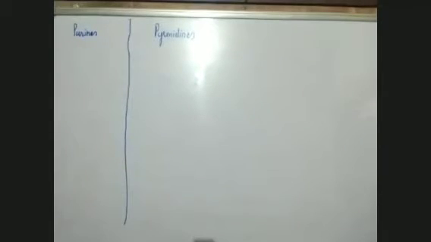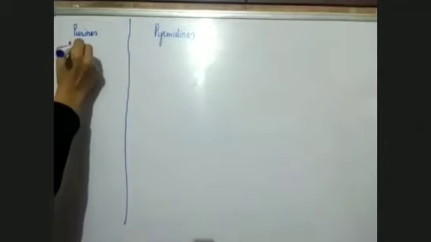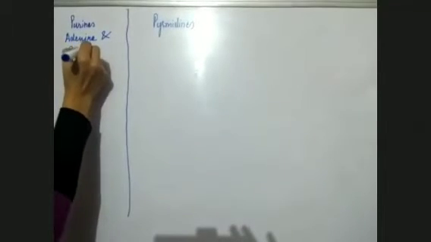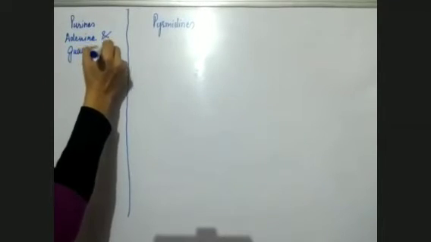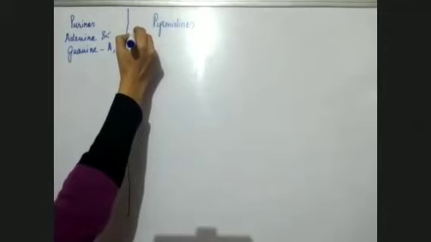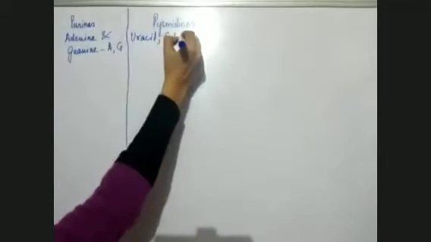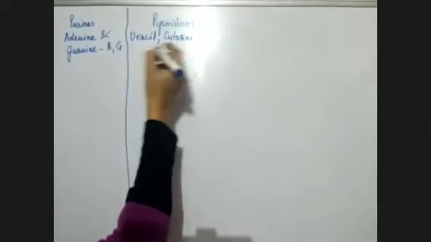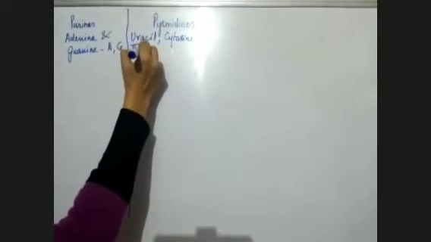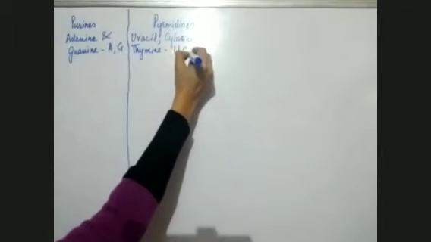Okay, fine. Now, if you see the purines, I told you purines are adenine and guanine. There are two purines which are adenine and guanine. They are denoted by the letters A and G. The pyrimidines are three in number. They are uracil, cytosine, and the third one is thymine. They are denoted by the letters U, C, and T.